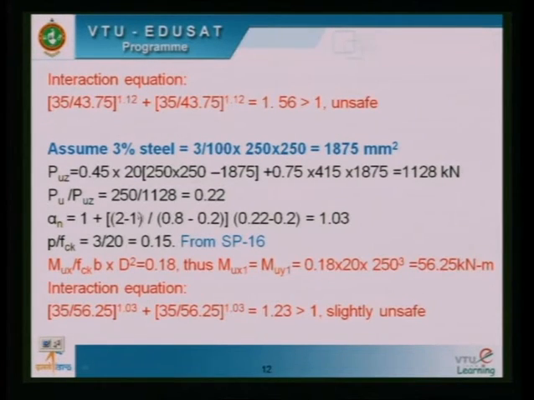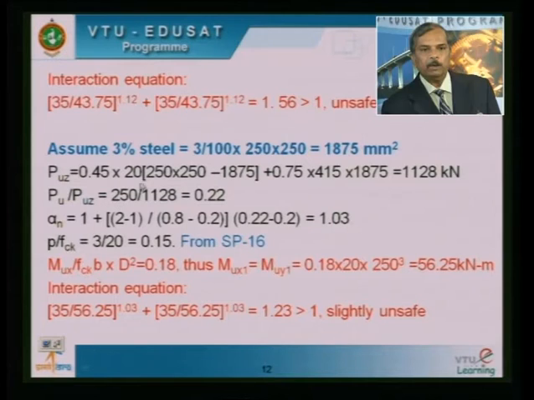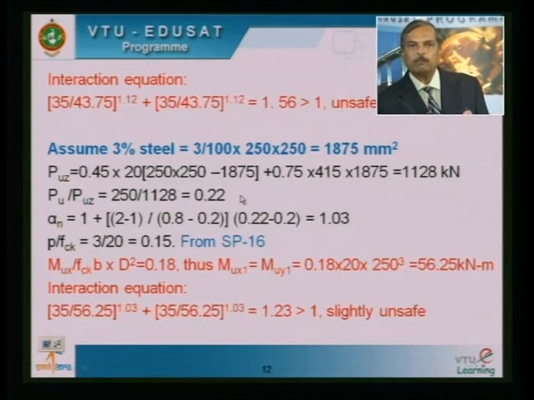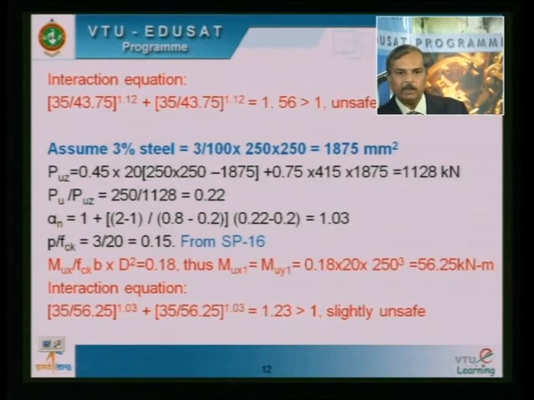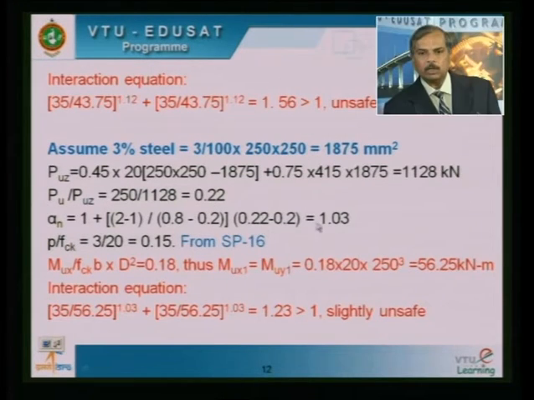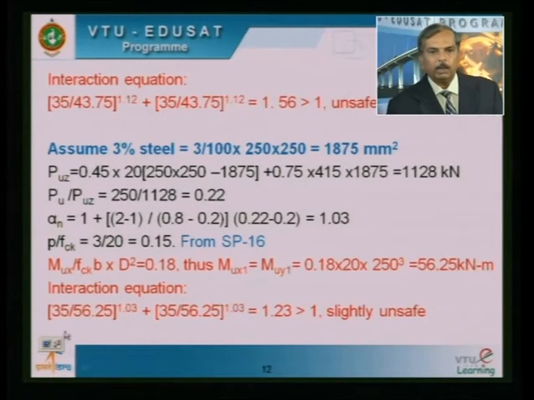In fact, Pu by Puz keeps on changing because you are increasing the percentage of steel, so that your Puz is increasing. So definitely the numerator being the same, upon the increasing value of Puz, this value decreases. Now corresponding to this 0.22, what is alpha n? So this 0.22 is rather close to 0.2. For 0.2, as you know, alpha n is 1. Since it is slightly more than 0.2, probably your value is slightly more than 1, and with interpolation it is 1.01.